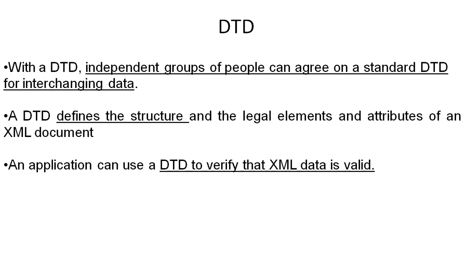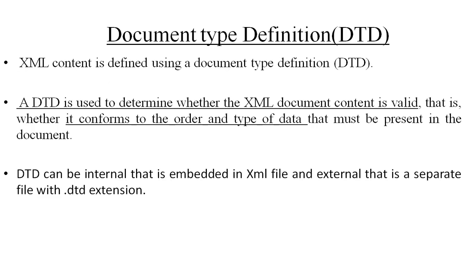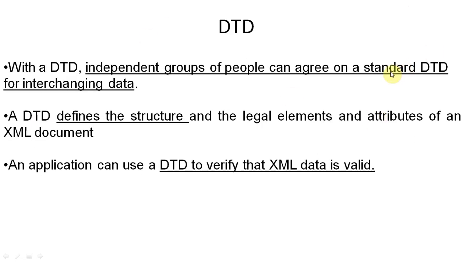With DTD, independent groups of people can agree on a standard DTD for interchanging data. It means suppose two groups of people, or two systems, are exchanging data. They should know the order of data, and they should know the data validity as well as the order and type of data. So DTD confirms this, and DTD decides in which order the data will be sent. Again, independent groups of people can agree on a standard DTD for interchanging data, and it also defines the structure.